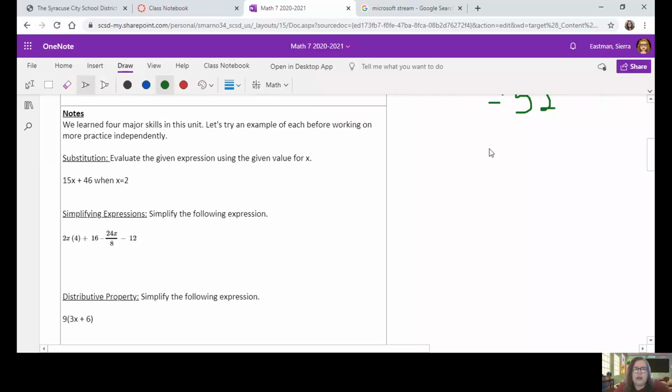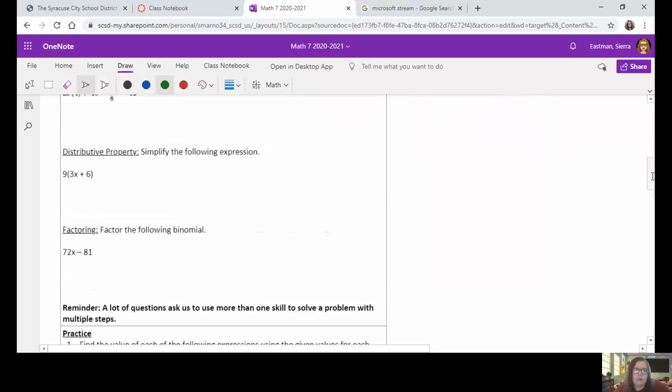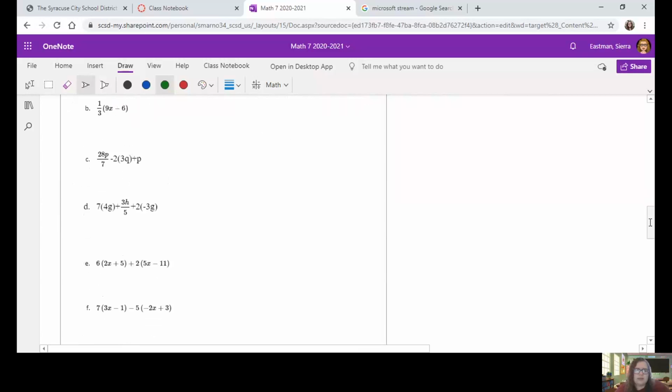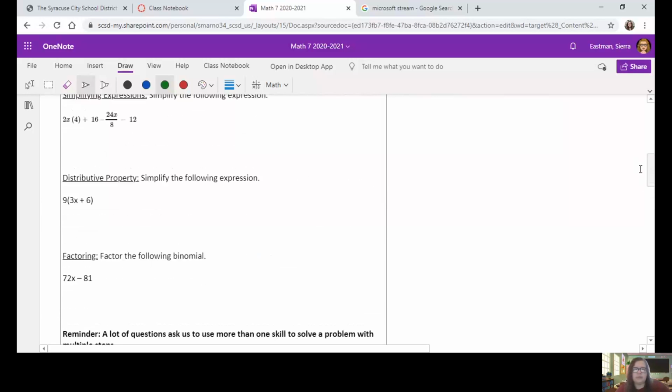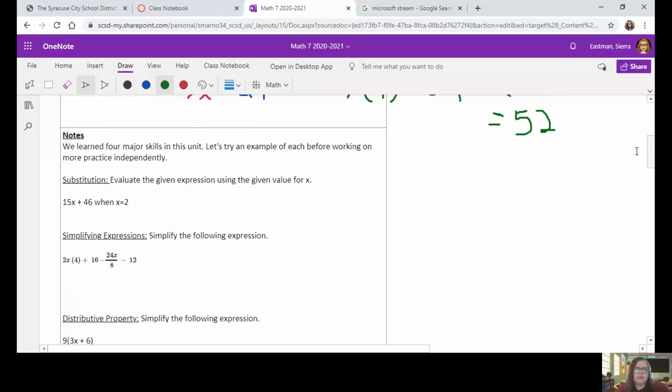So those are the 4 skills that we're going to try out next. Okay. I just put 4 more examples for us to practice and make sure you remember those 4 things. And then you'll be working on the independent practice that combines a lot of those for the rest of class today.